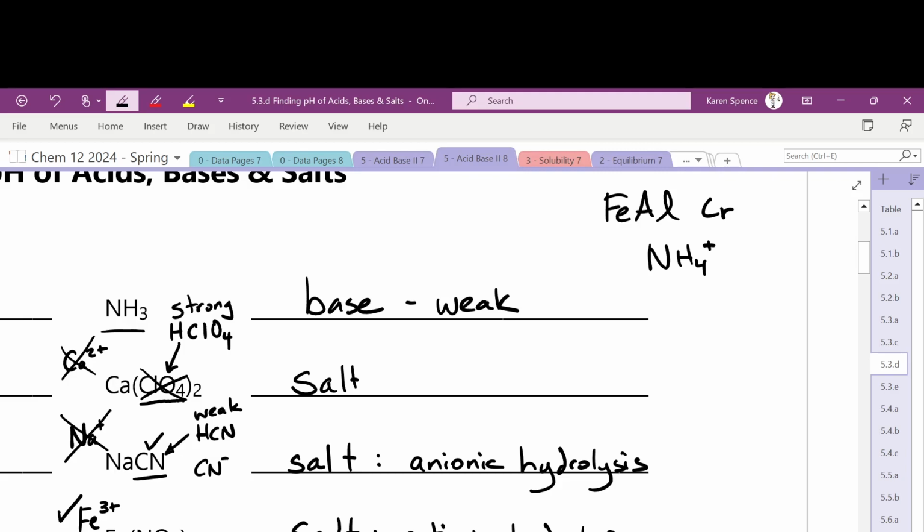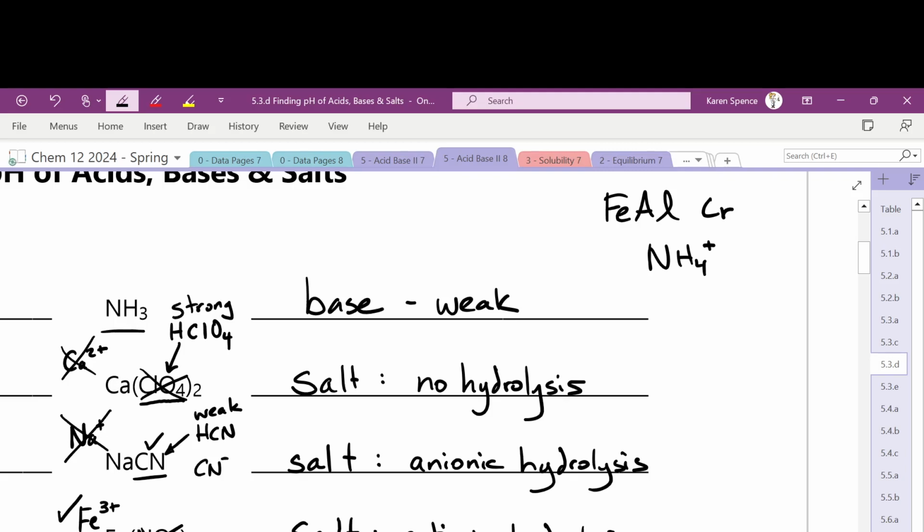And how about our NO3- down here? Its conjugate acid is a strong acid, so it does not hydrolyze. So we only have cationic hydrolysis in our salt, we have only anionic hydrolysis. And in the Ca(ClO4)2, what kind of hydrolysis do we have? It does not hydrolyze. No hydrolysis.